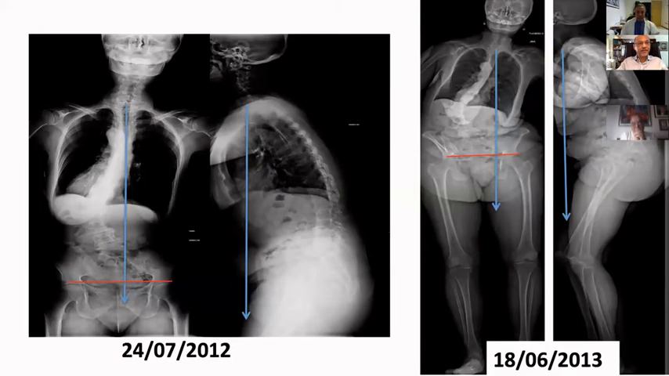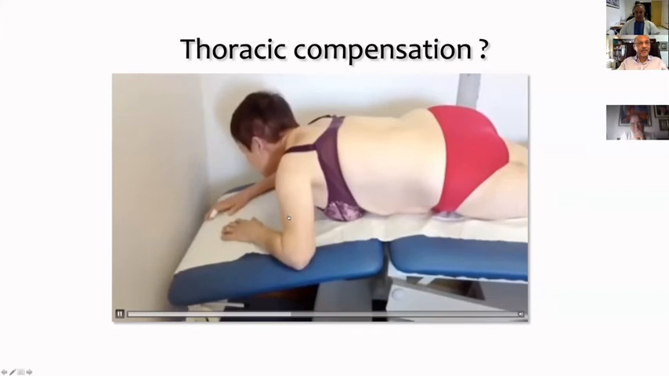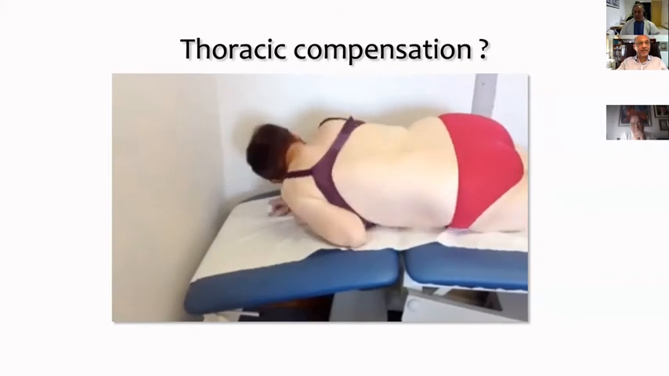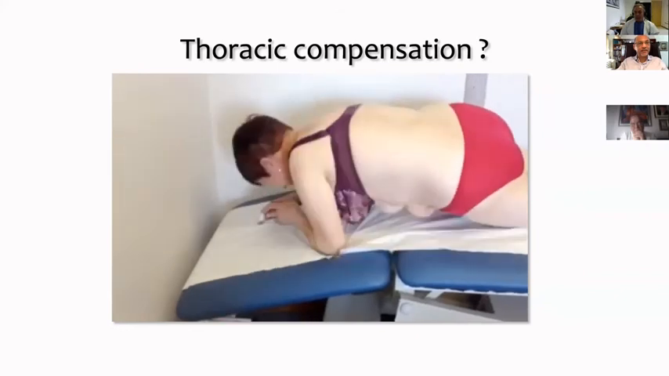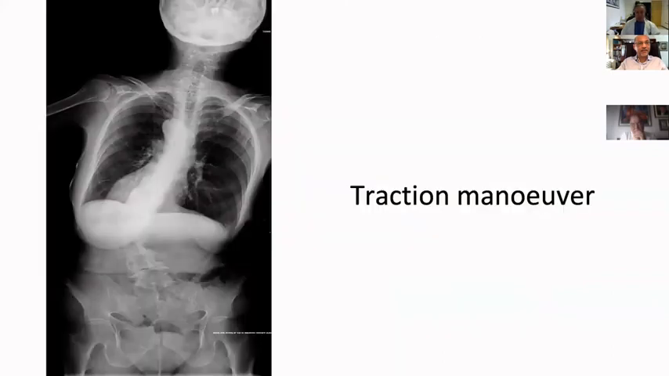These are her EOS measures. This is a completely degenerative condition here, coronally and sagittally imbalanced. In order to see where to stop, we just clinically measure how able a patient is to compensate by a muscle component. You can see here, she's unable to extend her thoracic spine. So we plan to go from T2 to the sacrum.